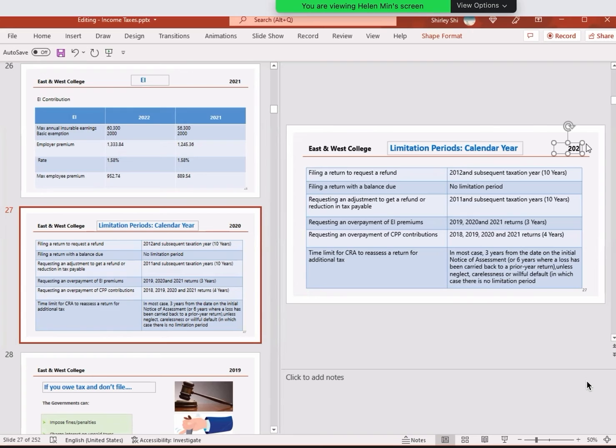If you have a balance due, meaning you owe, there's no limit. CRA can ask you anytime, because you owe the tax. The request for adjustment to get a refund or reduce your tax payable is 10 years. That's still 10 years.